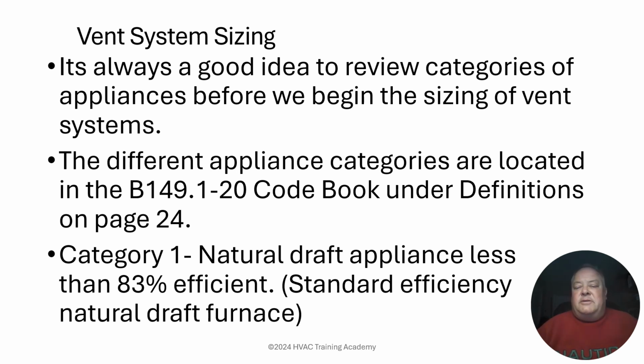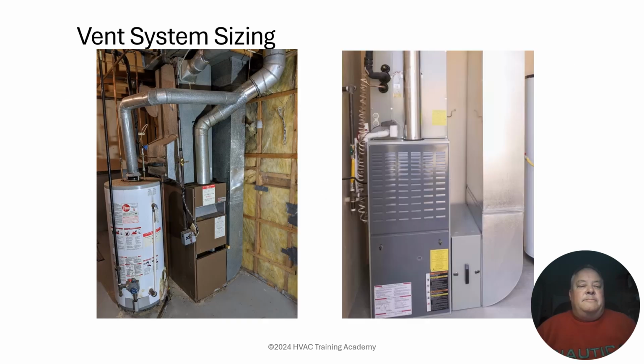A Category 1 is a natural draft appliance, less than 83% efficiency, which, as an example, would be a standard efficiency natural draft furnace or a standard efficiency natural draft water heater. You can see here I've got a natural draft water heater and a natural draft standard efficiency furnace on the left-hand side of the diagram. I also have a mid-efficiency furnace there that is going up into a metallic B-vent system or possibly a chimney liner, depending on the application, which I'll talk about in a little bit.